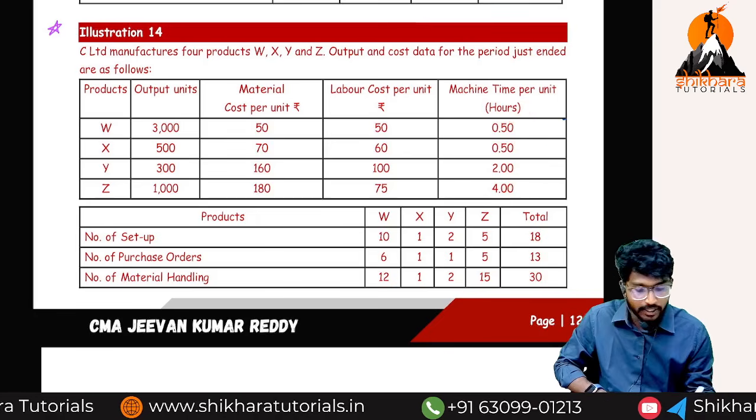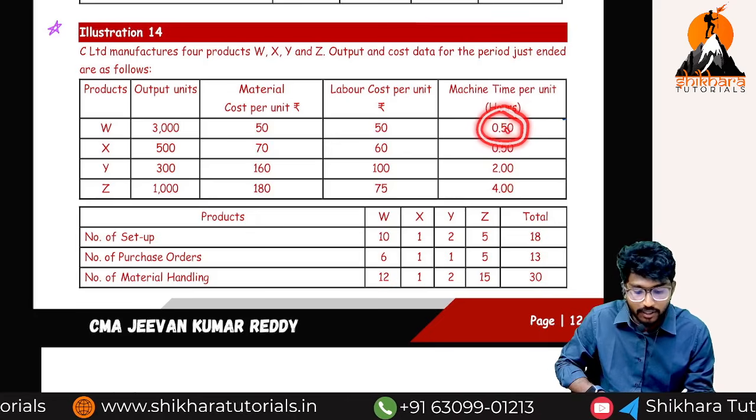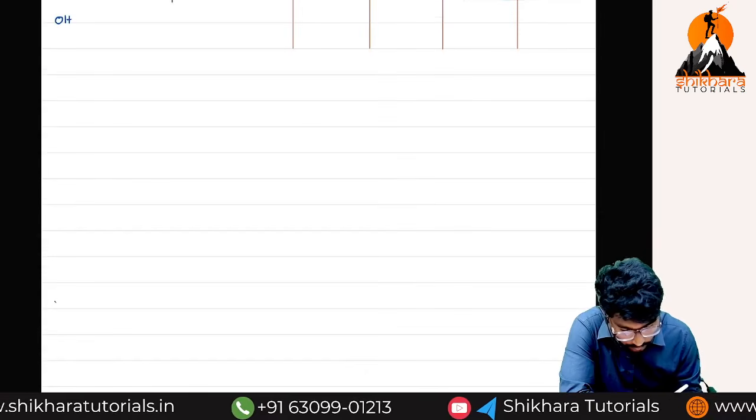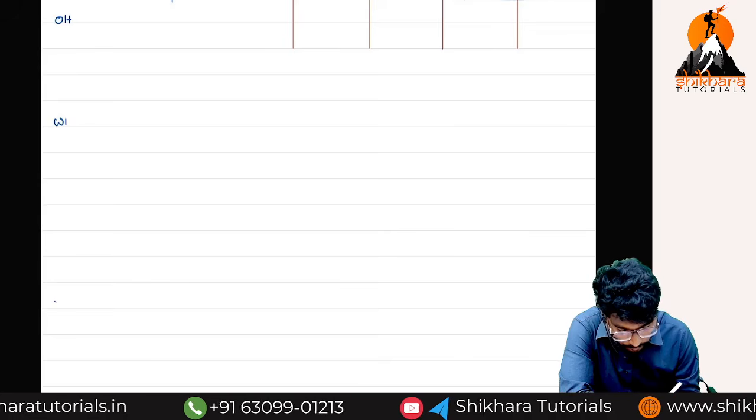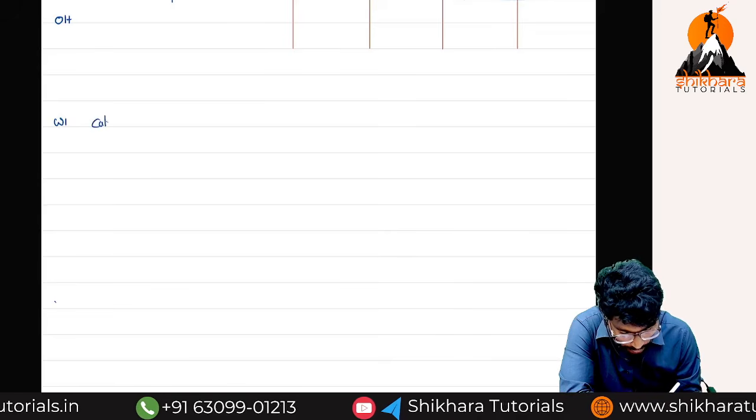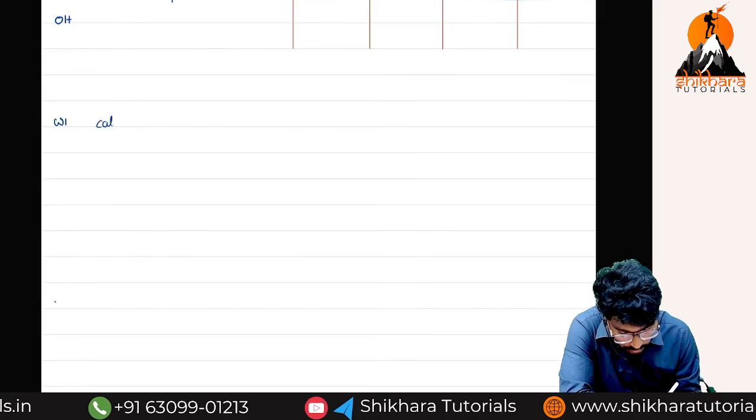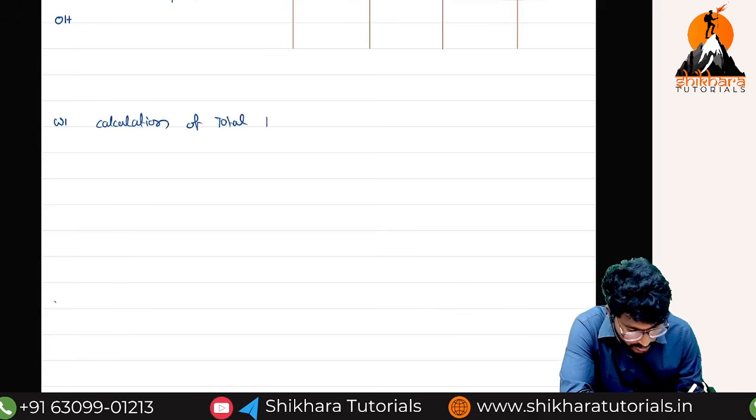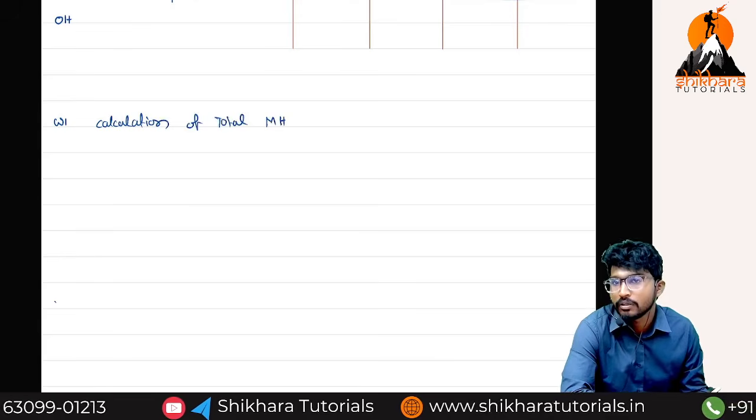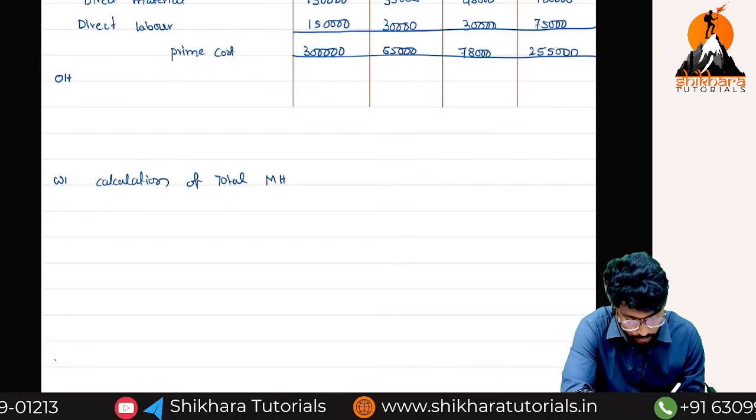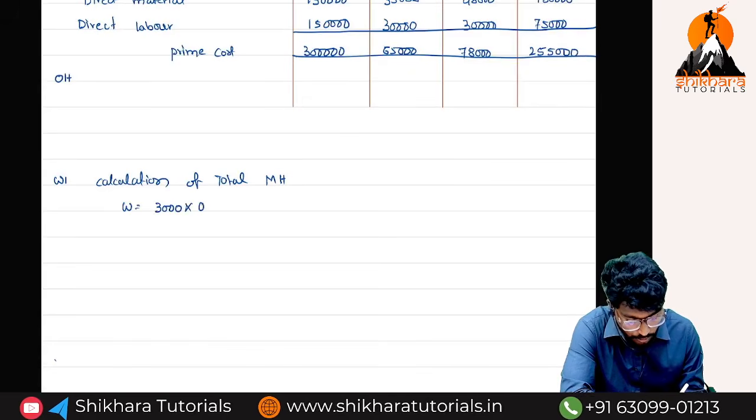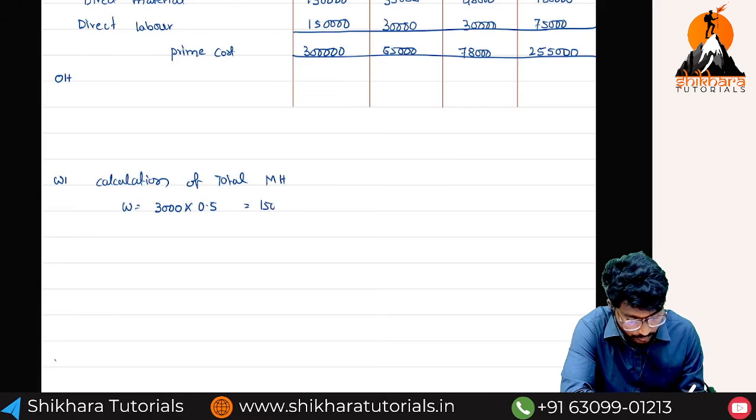We have to take total machine hours for allocating all the overheads. Calculate total machine hours. Here we are taking half an hour per unit. How many units do we produce? 3000. Now working note number 1: calculation of total machine hours. First, which product? W. For W, 3000 units into 0.5 hours comes to 1500.